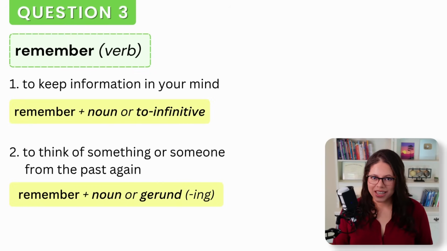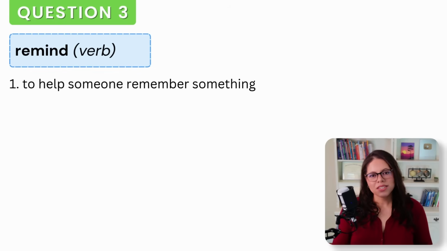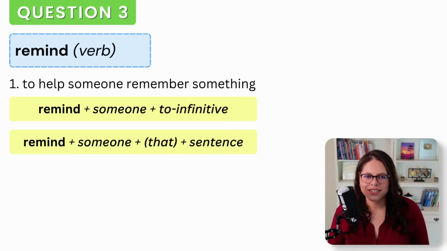The important thing here is remembering is something you do by yourself. You use your own brain to bring a memory back. But let's be honest, sometimes we can't do it alone, and we need another person to help us remember something. So this is when we can use the verb remind. You can remind someone to do something, or remind someone that plus your sentence.